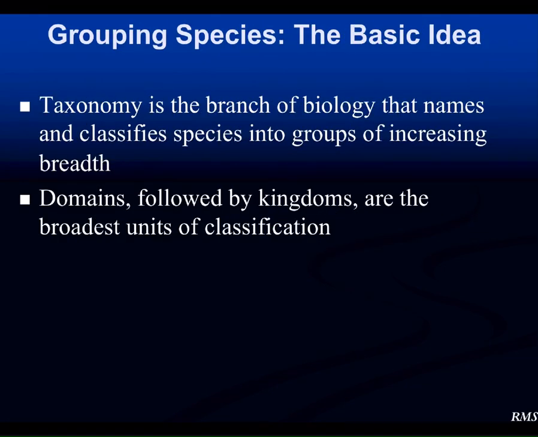But since there are so many different species, we have to have a way to categorize them and organize them. And that's where taxonomy comes in. This is a branch of biology that basically groups organisms into increasing breadth of categories. So we're going to have domains, which are followed by kingdoms, and they're the two broadest units of classification. And we're going to break this down even further because you're going to have to know the levels of classification. So domains, kingdoms, phyla, class, order, family, genus, species. And I'll show you that, but that's how you're going to have to understand how to organize things.